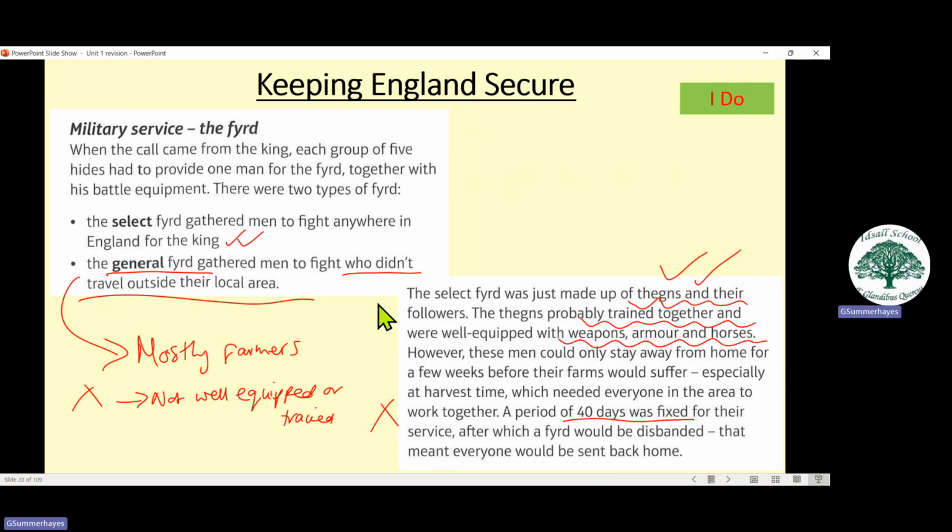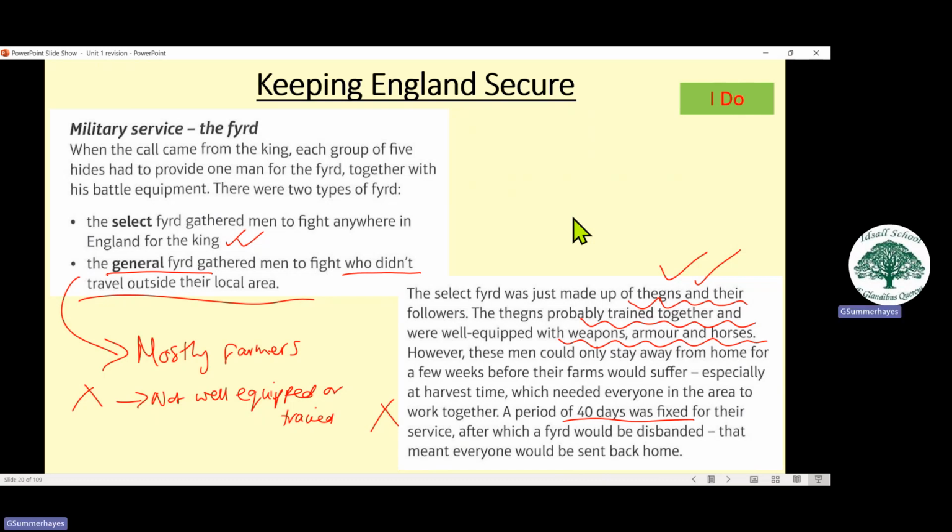But they had to come back home after 40 days, which again is why when William invaded after Harold Godwinson had beaten Hardrada at Stamford Bridge, some of them had to go back home because they had done their 40 days.